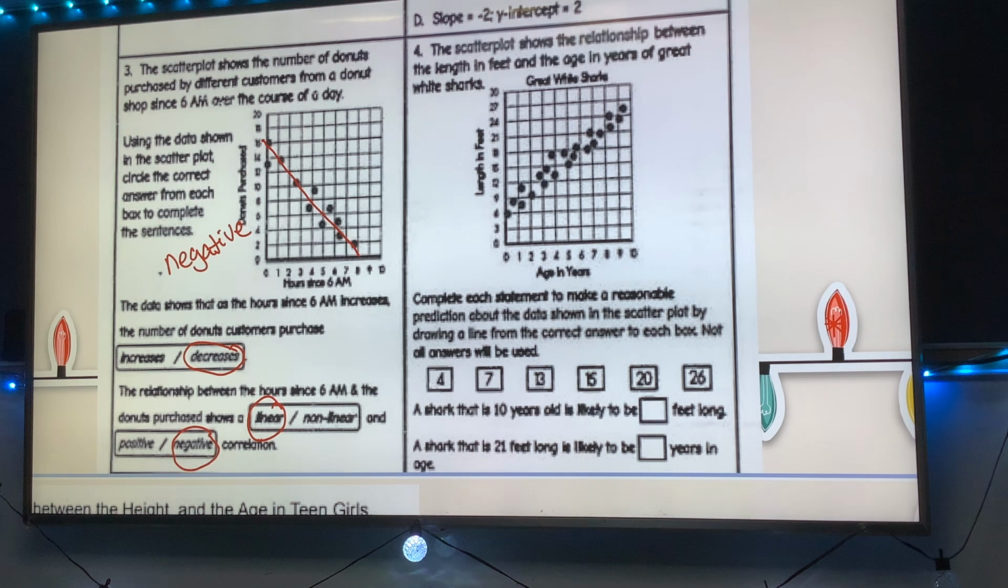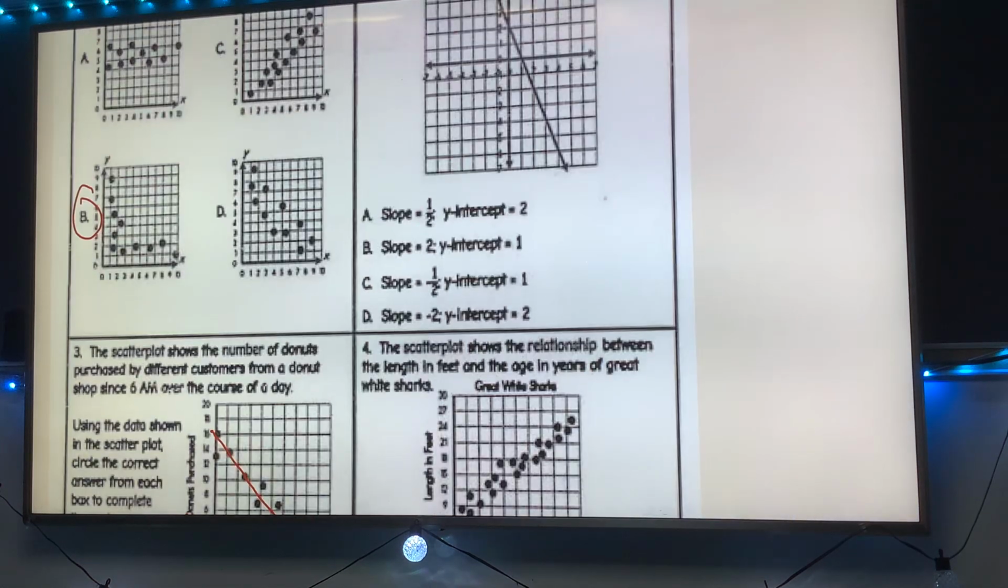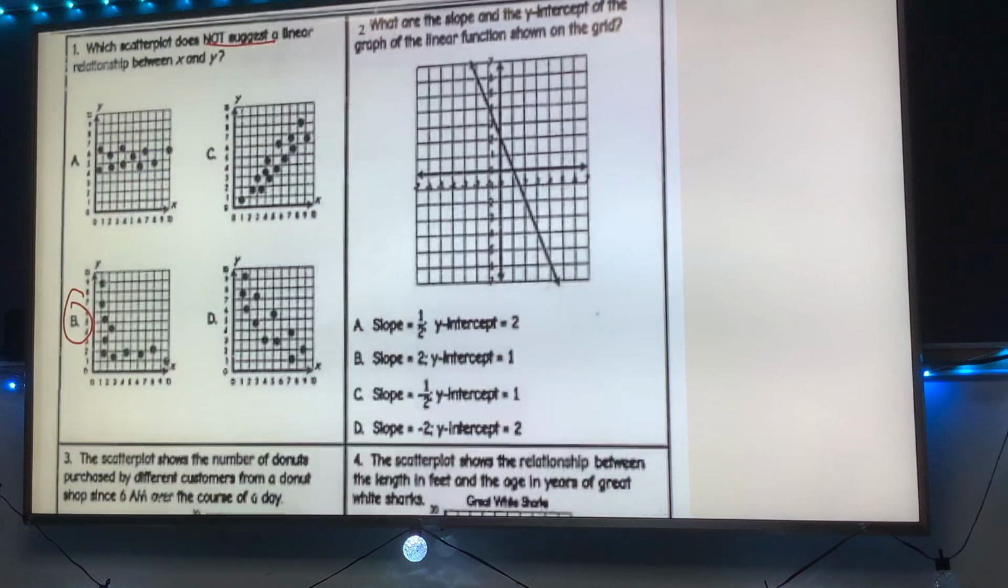So as you said the other day, we were talking about association. Today they're talking about correlation. Those are the same things. They're talking about positive or negative correlation or association, so you can use the words either way.